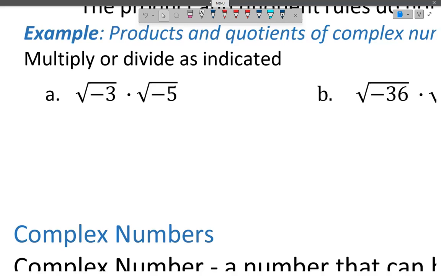What is the square root of -3 in I notation? Is 3 a perfect square? No. So I have a -1 and I have a 3, right? So I have the square root of -1 times the square root of 3. What's the square root of -1 equal? i. So I have i times the square root of 3.